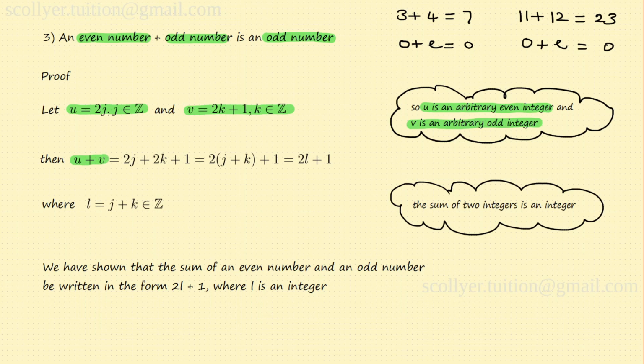And then u plus v equals 2j plus 2k plus 1, which equals 2 times (j plus k) plus 1, factoring out the 2 from these two terms. And we can write that in the form 2l plus 1, where l equals j plus k, and j plus k must be an integer, since the sum of two integers is an integer. And so we have shown that an even number plus an odd number can be written in the form 2l plus 1, where l is an integer. So we have shown that an even number plus an odd number is an odd number, as required.